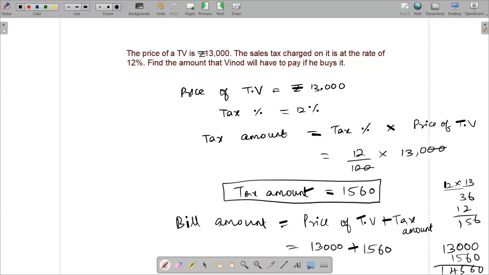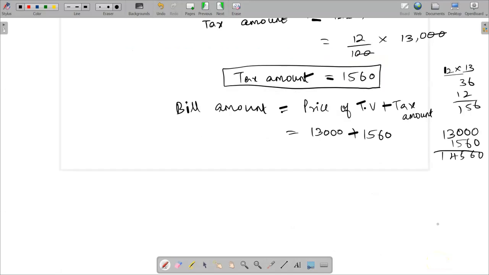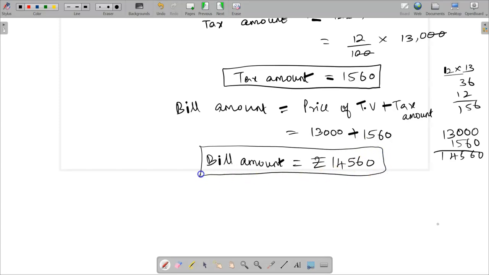Okay. So the bill amount is rupees 14,560. Okay. So this is the overall amount which they have to pay for the TV. That is the price of the TV plus the tax amount, which is nothing but 14,560.